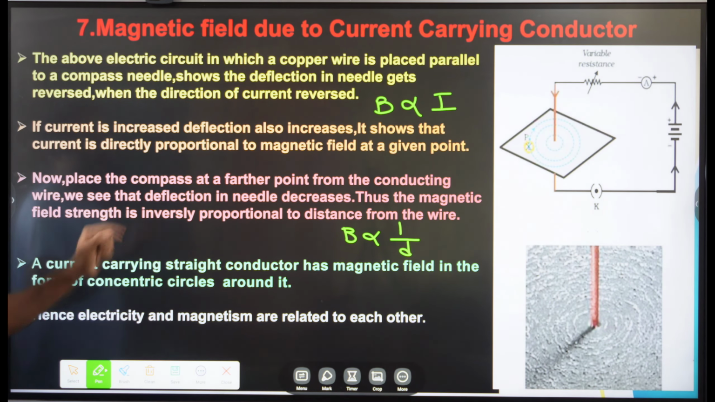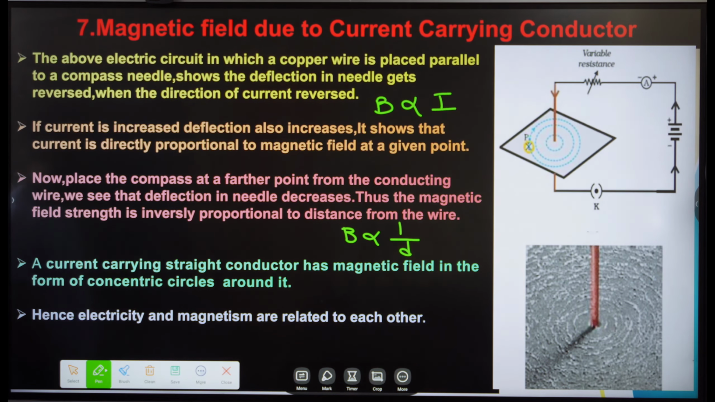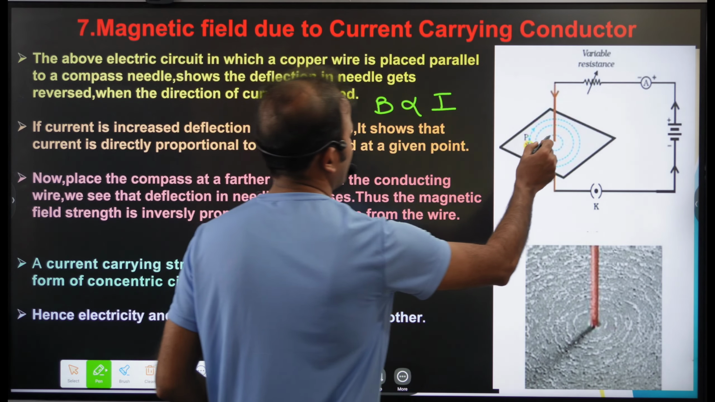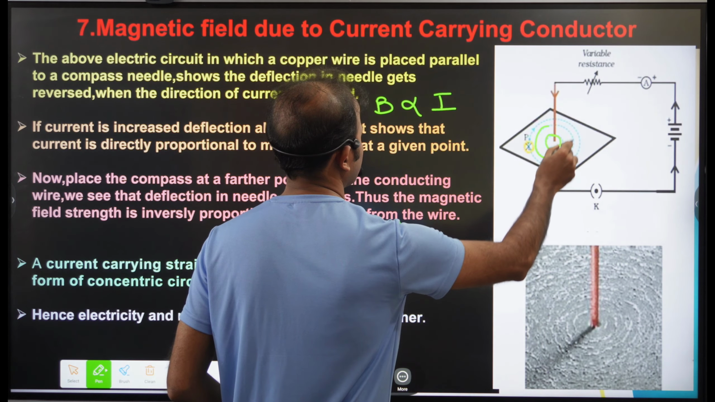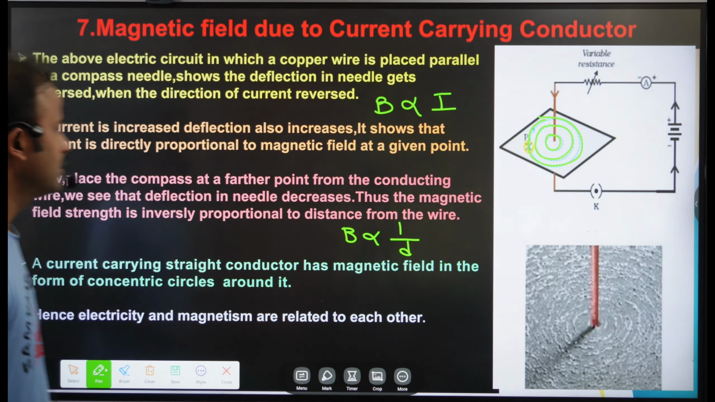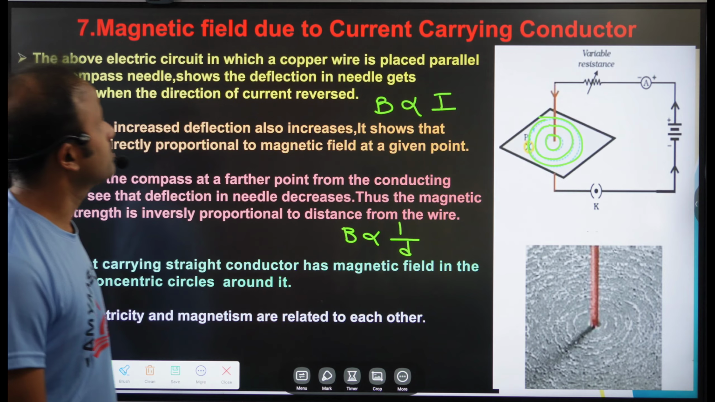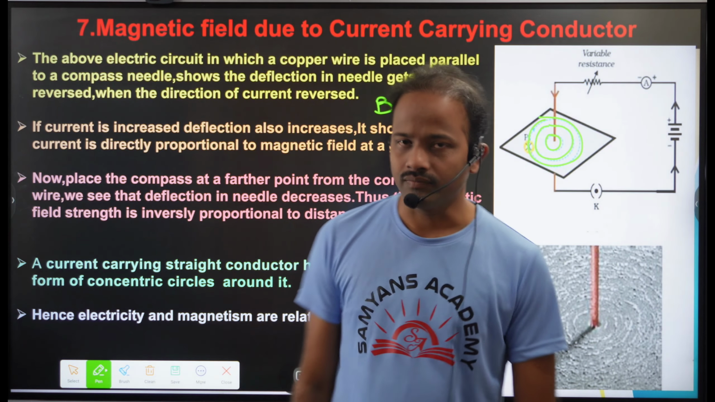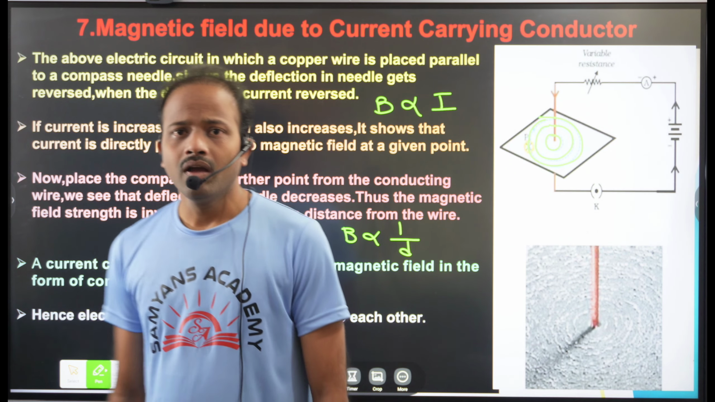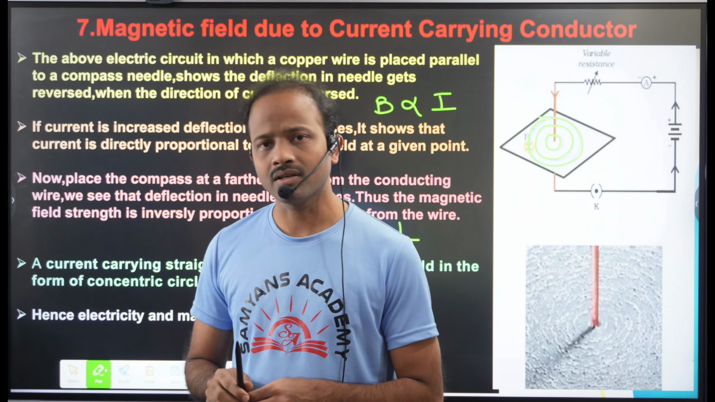We see the deflection in the needle decreases, thus the magnetic field strength is inversely proportional to distance from the wire. Now one more point here. A current carrying straight conductor has a magnetic field in the form of concentric circles around it. Now you see the pattern of these magnetic field lines. All field lines around the current carrying conductor form concentric circles. Hence electricity and magnetism are related to each other, and this is about the magnetic field due to a current carrying conductor. So you have to observe here, when you take a straight current carrying conductor, around it the magnetic field is developed in concentric circles.